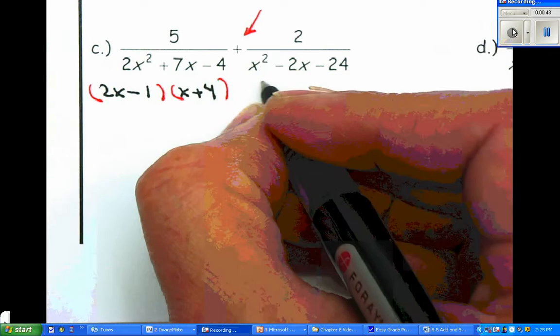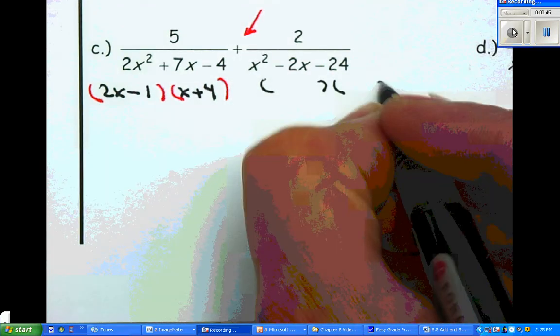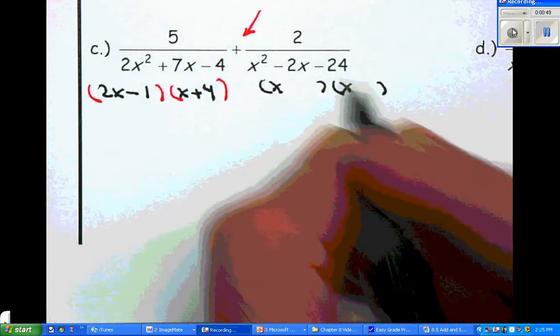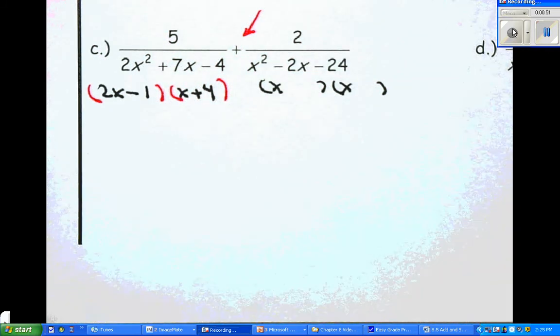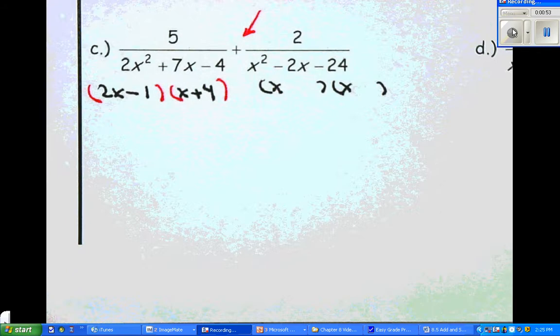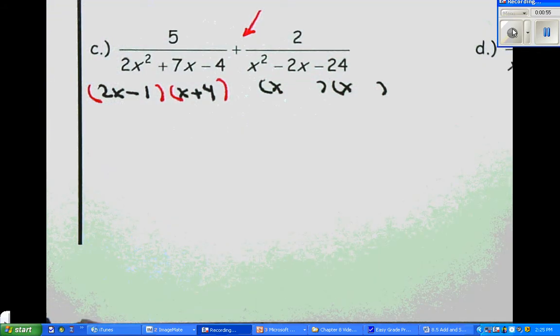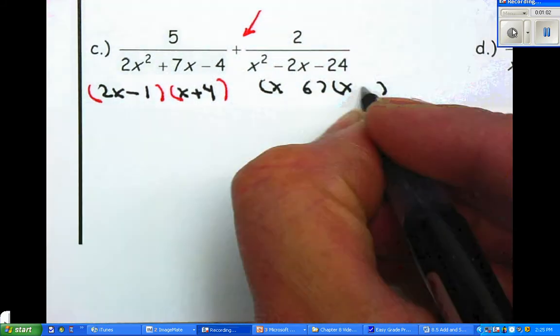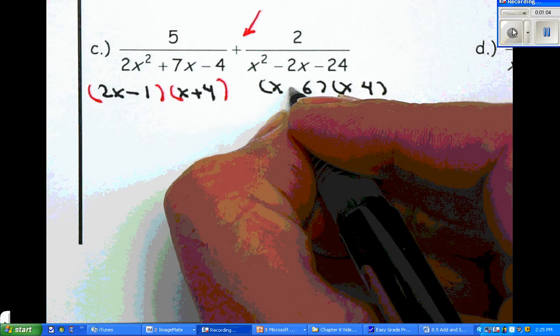I'm going to factor this one out, double parentheses. The factors of x squared are x and x. Factors of 24 are 6 and 4, 8 and 3, and 2 and 12. Let's see, what should I use? 6 and 4. This will be a negative, that will be a positive.